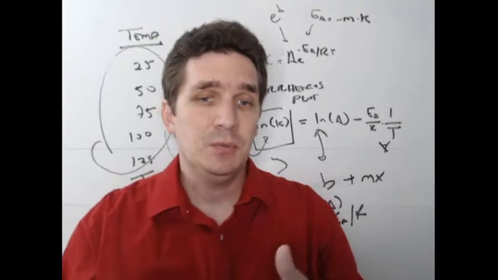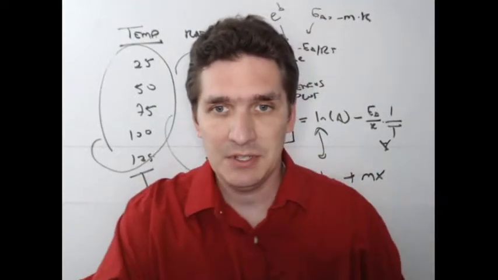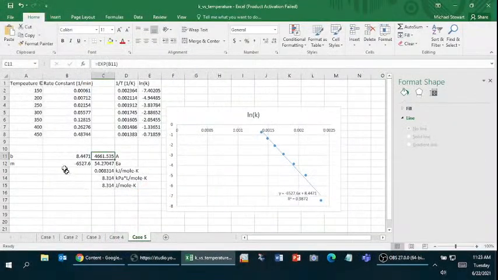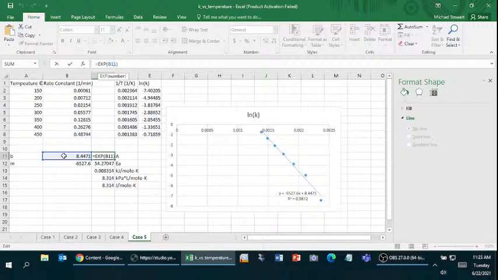So for the pre-exponential, when you get that plot of K versus temperature, bring it back for you. So in this case, the y-intercept here is 8.4471. You just take the exponential of that value. So you take e and raise it to whatever the y-intercept is. And that'll get you the pre-exponential factor back out.